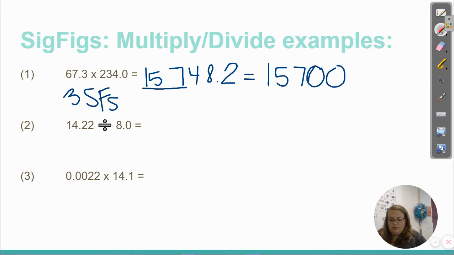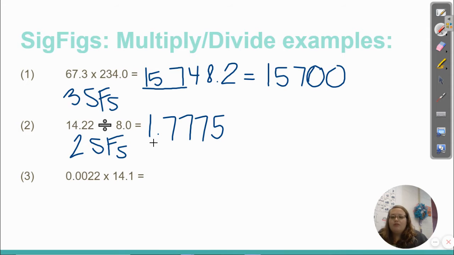All right, next one, we have 14.22 divided by 8.0. I have 4 significant figures here, 2 here, so I want 2 in my answer. So unrounded, I get 1.7775. I want 2 significant figures, so that's a 7, so that's going to become 1.8.